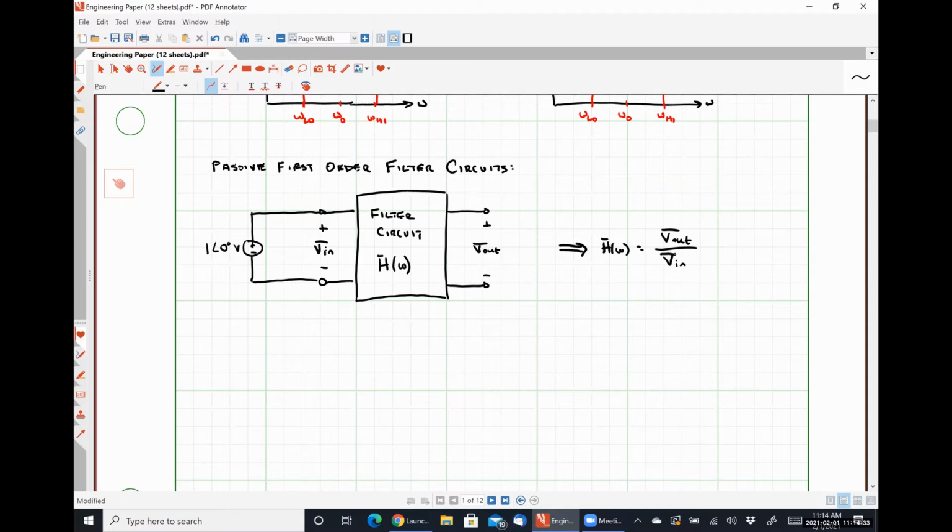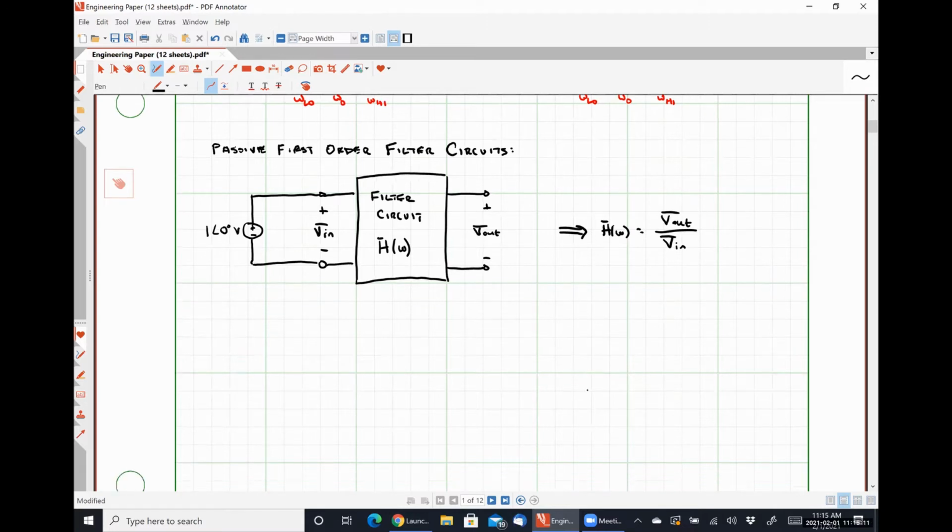Because our transfer function is a complex number inherently, it will have some magnitude and it will also have a phase angle. And we're going to need to pay attention to both of those. So we call the magnitude of our transfer function the frequency response, and we call the phase angle of our transfer function the phase response. And they're both going to vary with frequency. Okay, so I want to be clear about that.